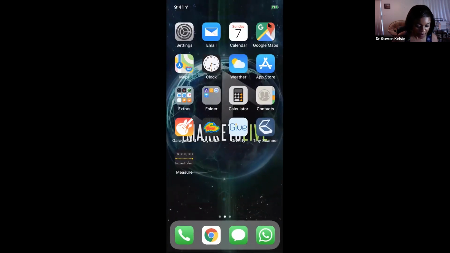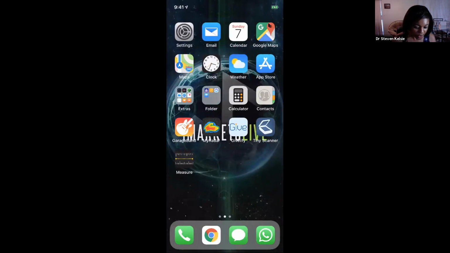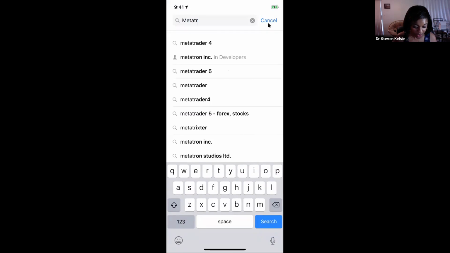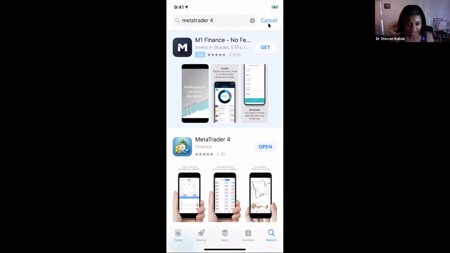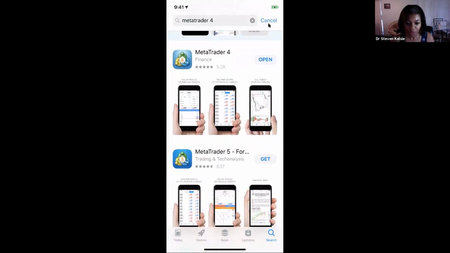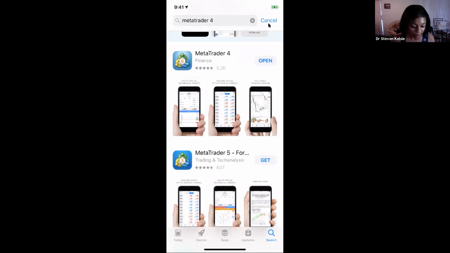The next app is your MetaTrader 4. If you're new and you have not gotten your MetaTrader 4 yet, again, you go to your app store and type in MetaTrader 4. And there it is, right there, the very first one. So you want to make sure you download the MetaTrader 4 app.